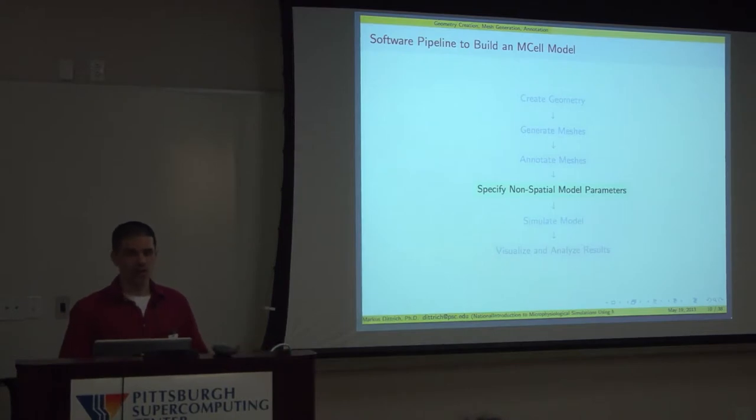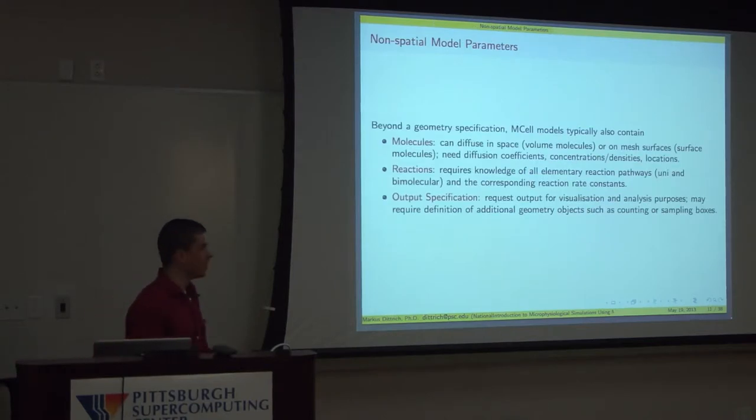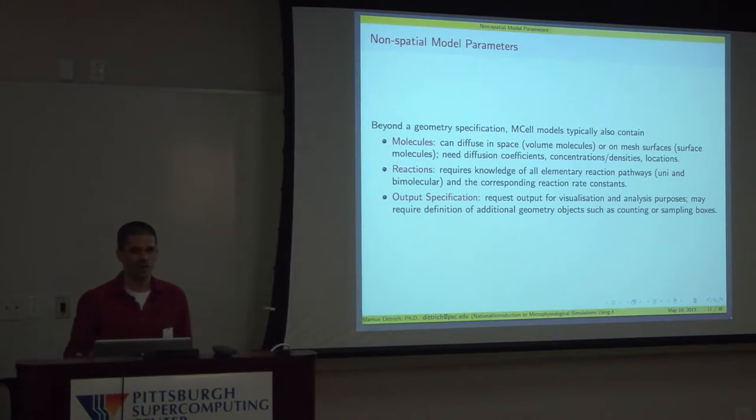OK, so now we have the geometry. We have meshes that describe our geometry. And now we need to add something else to our model, three things, basically: molecules, reactions, and we need to tell MCell something about the kind of output we're interested in.